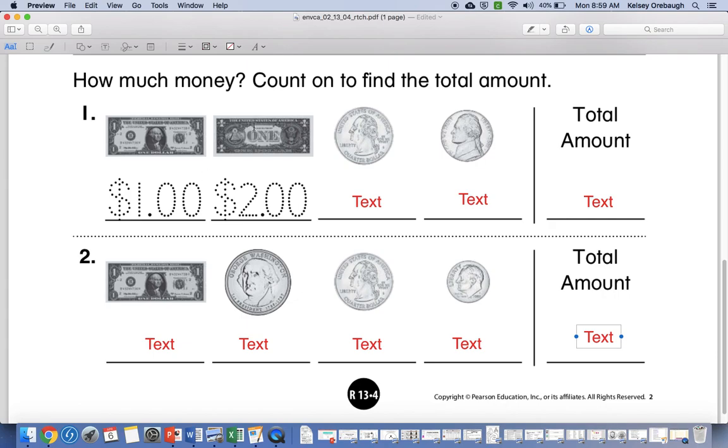We have another dollar bill. This time it's facing the back. We add 1 more dollar. 1 plus 1 is 2, so now we have $2. Dollar symbol, 2, decimal point, 00.